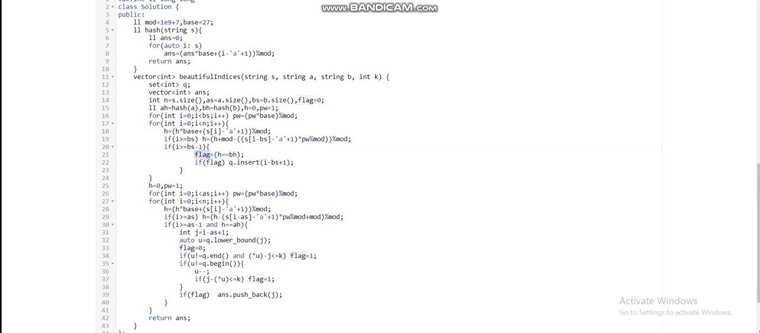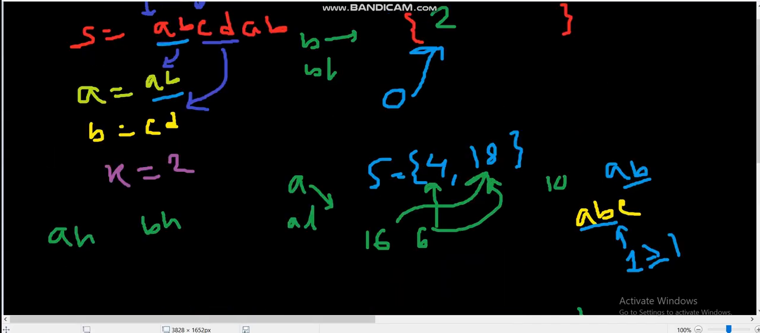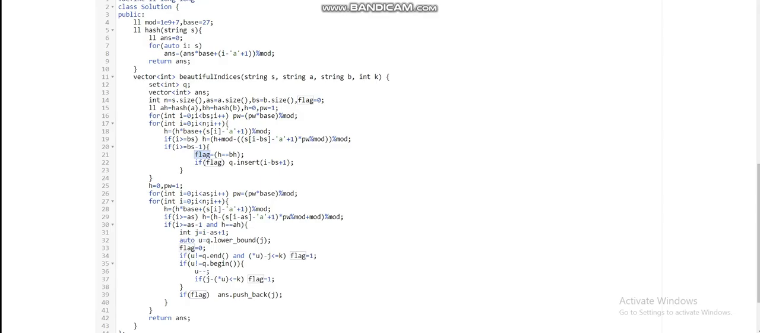Using a flag variable is just not needed. Now if flag, we are inserting it into our set. Here I have named the set q, because we are already using the s variable as a string, right? So similarly we'll generate b to the power l for the size of a, and we'll do the similar kind of processing for a also. And when we are checking that i is greater than or equal to as minus 1 and the hash is equal to a hash, so we have got some index where the substring from i minus as plus 1 to i is matching with a.